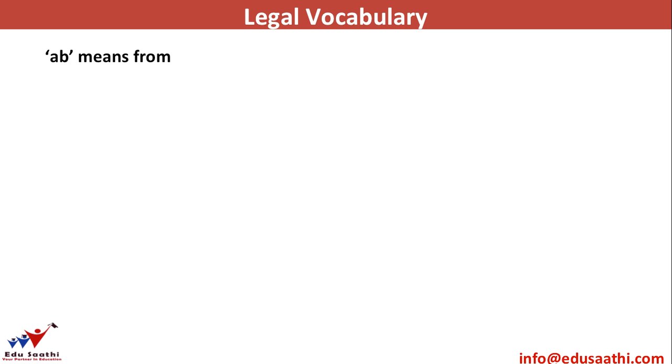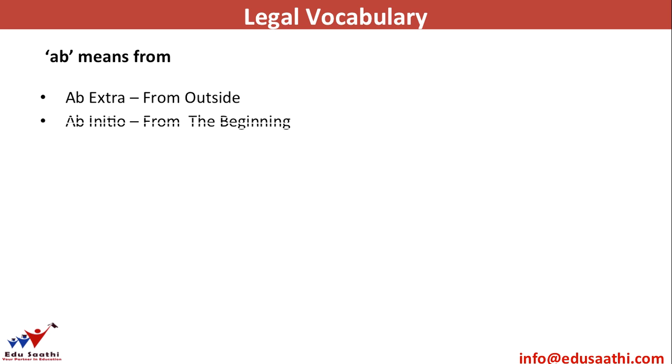Like ab, ab also means from. For example, ab extra, that is, from outside. For example, I know about this event ab extra. That is, if there's a group of friends and we are discussing something, I'll say that I know about her ab extra. That is, I know her from outside. That is, somebody else might have met me, I know her through somebody else or something like that. Likewise, we have ab initio, which means from the beginning.